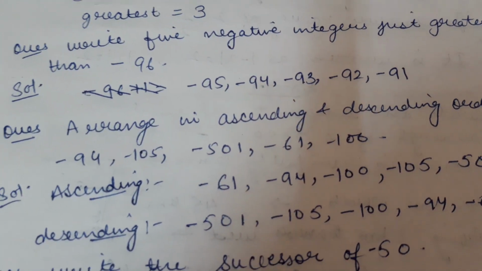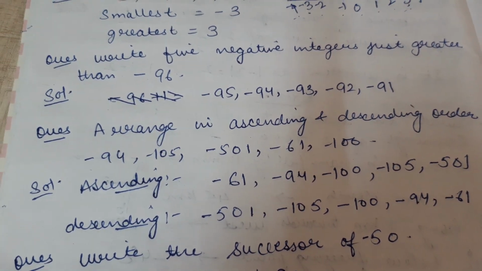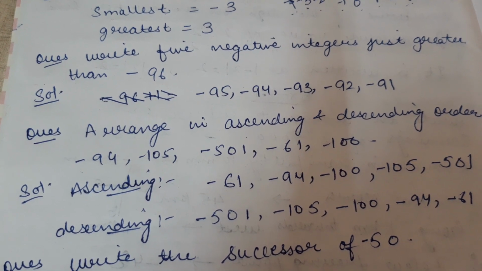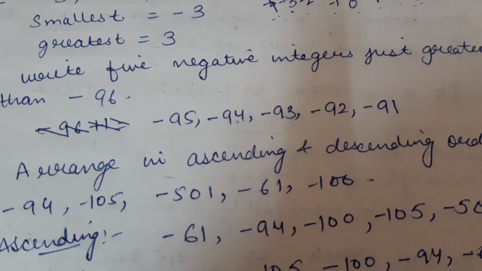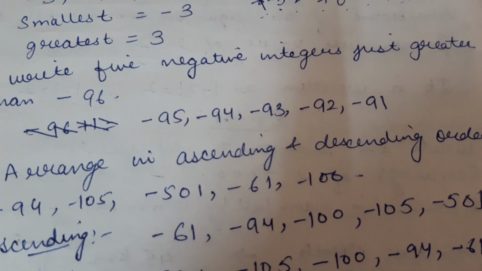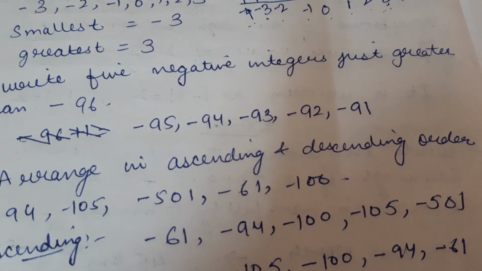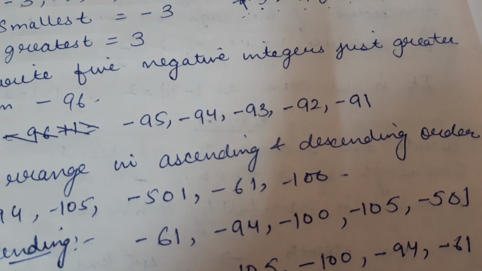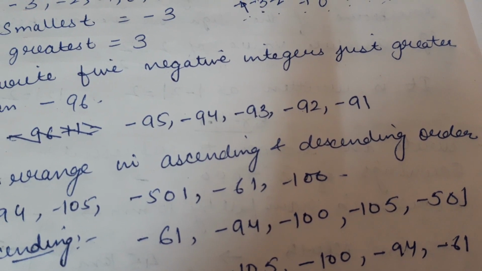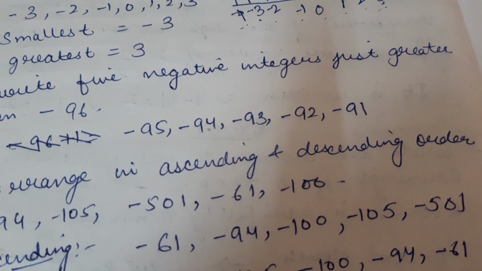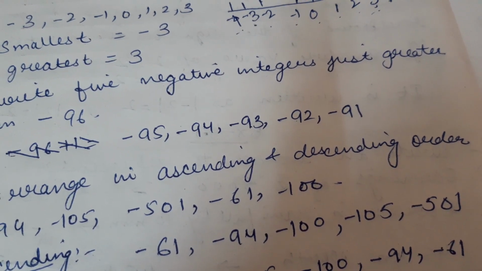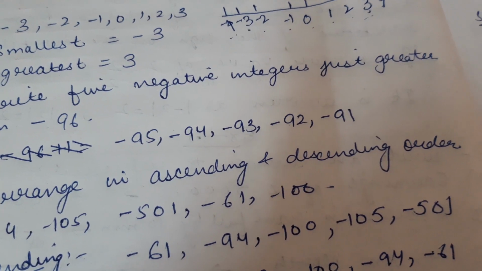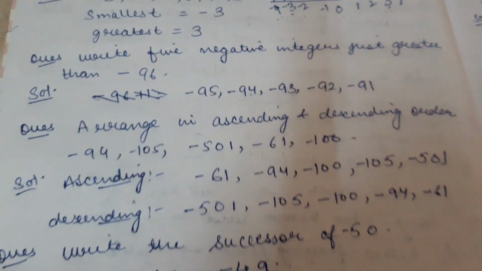Next is write 5 negative integers just greater than minus 96. Now greater than minus 96 means minus 95. Think of the number line. Minus 95, minus 94. Because if I write minus 97, then it will be less than minus 96. I have to write the number which is greater than minus 96. So it will be minus 95, minus 94, minus 93, minus 92, minus 91.